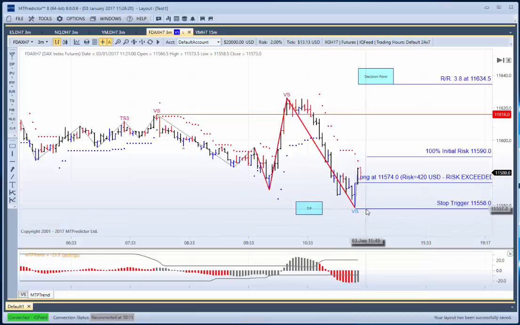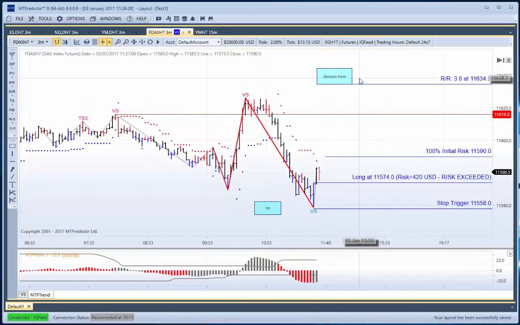If I right mouse click, do analysis, that would be the potential trade setup there. Of course, now this is quite late in the day for the DAX, so whether you want to take this trade and have to sit in it for a while, of course you might not have enough time for that to unfold, so this might be one you want to basically pass. And also, can you see how here it's told you that the risk is exceeded? This is another good thing about our MTPredictor tool.